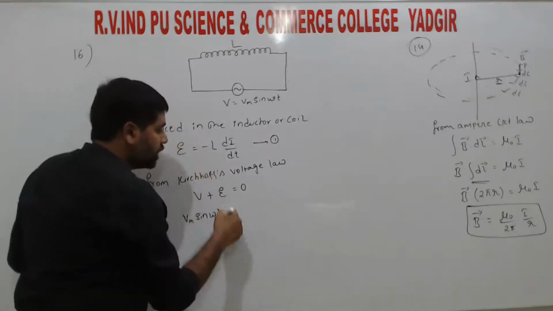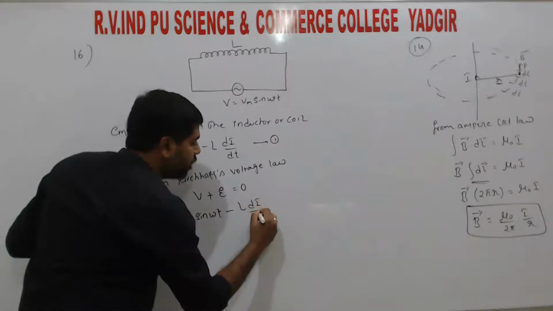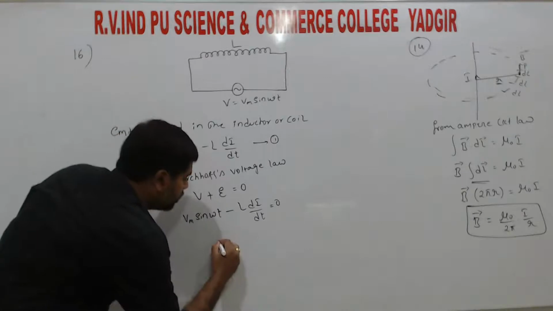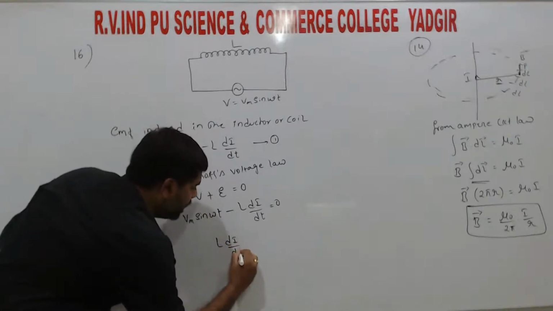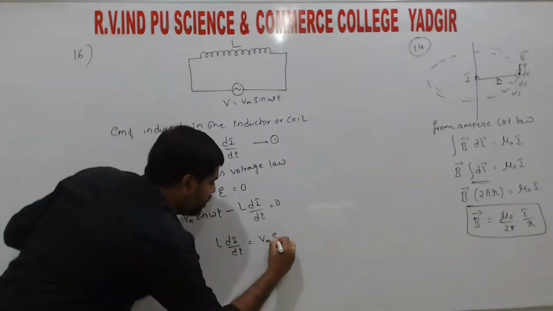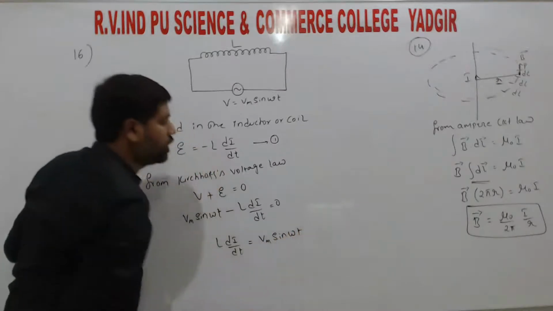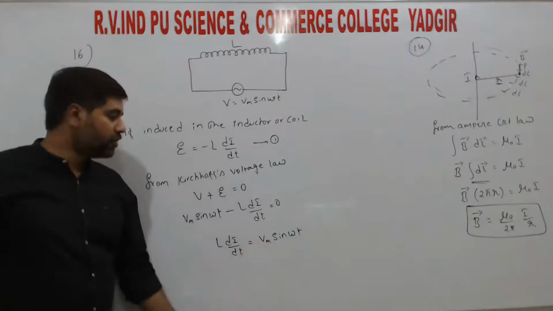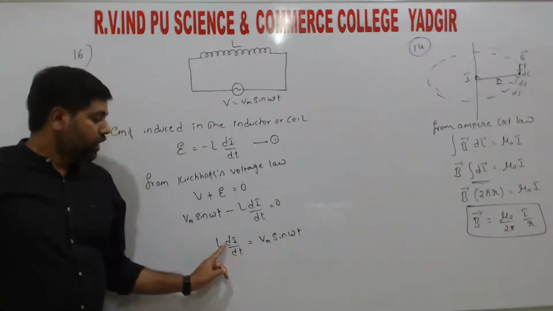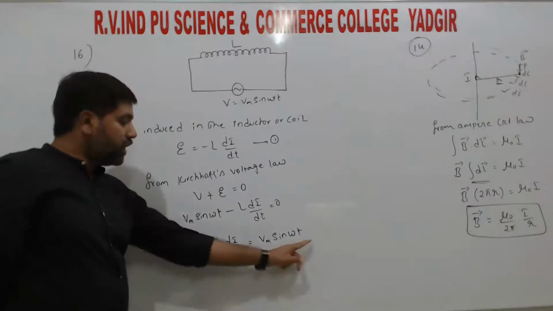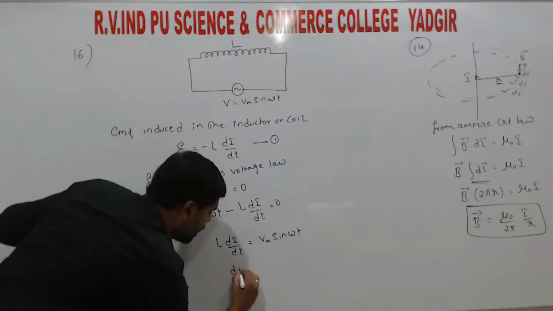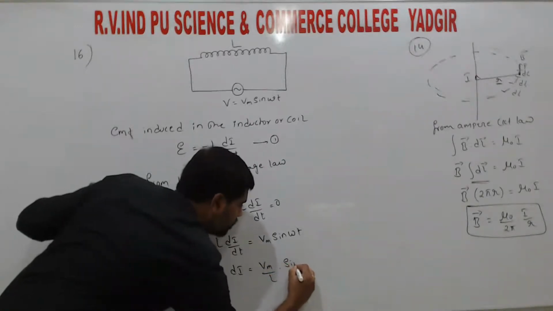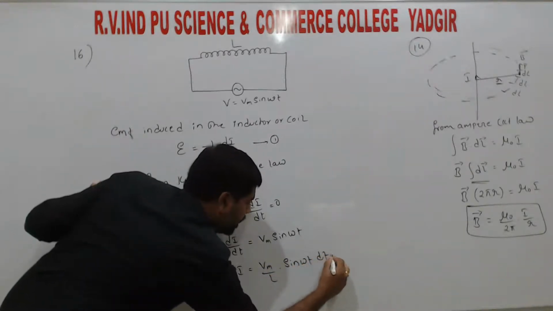So plus into minus, minus L into di by dt, that is equals to 0, right? So L into di by dt is equals to Vm sin omega t. So from that we need di, shifting dt to the RHS. di is equals to Vm by L into sin omega t into dt.